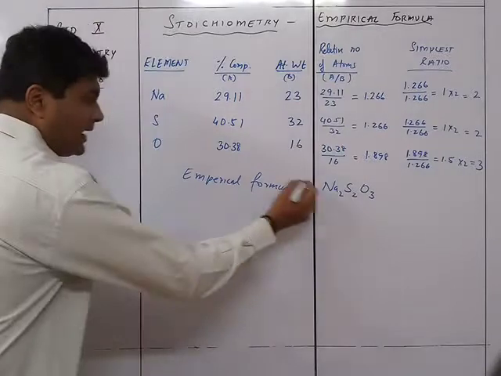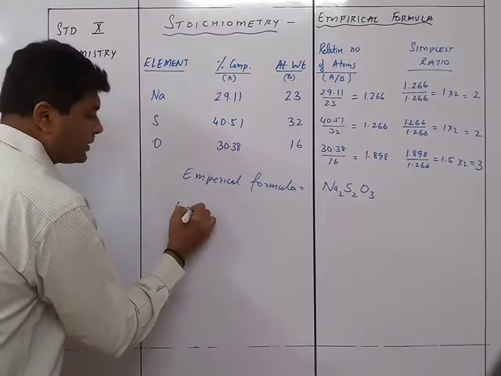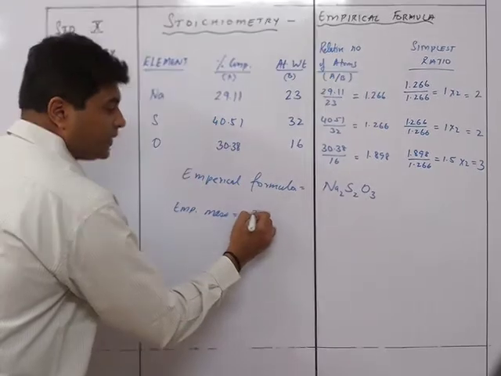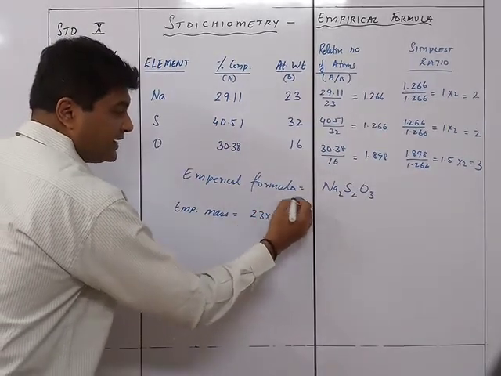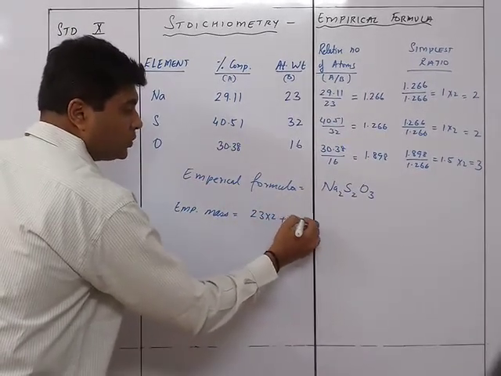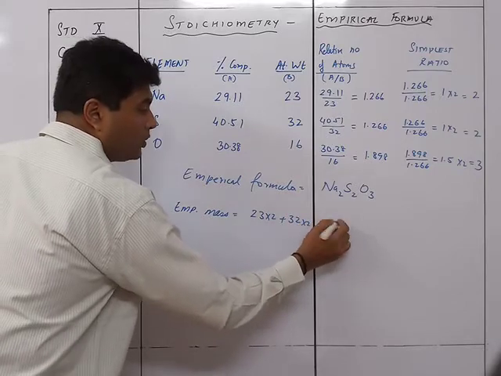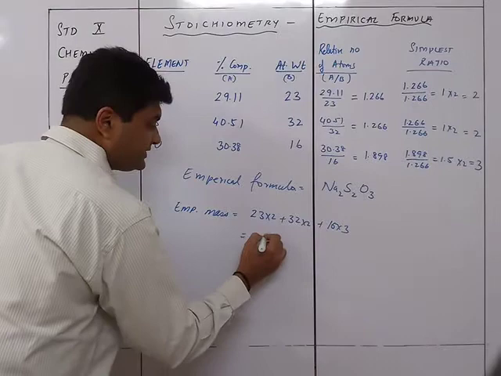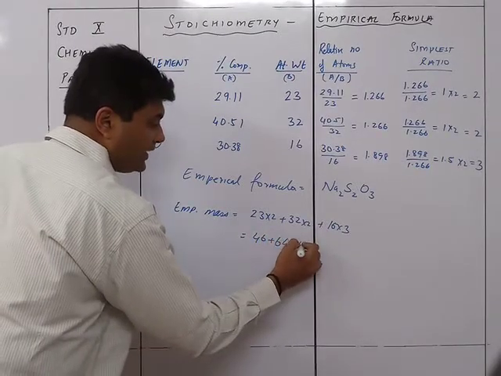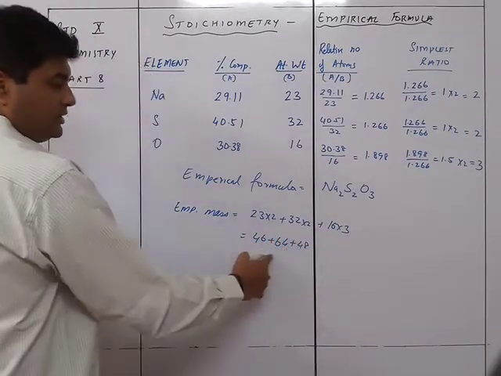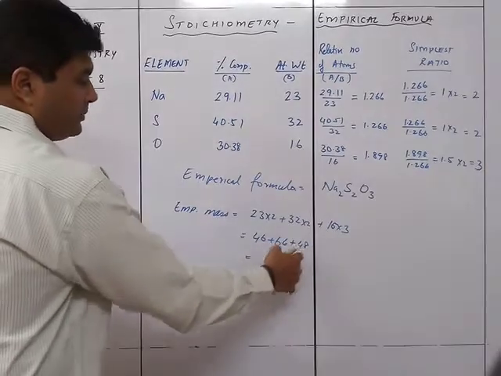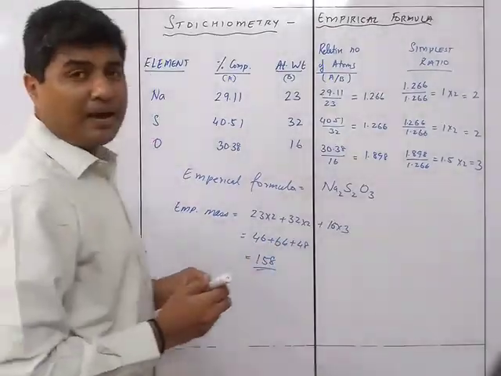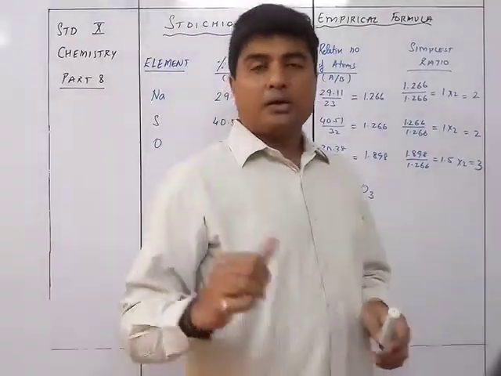So the empirical mass will be equal to, for Na it is 23 into 2, plus for S how much is it, 32 into 2, plus O is 16 into 3. So that is 46 plus 64 plus 48. Now this is 110, so 158. Now 158 is the empirical mass of that particular compound.